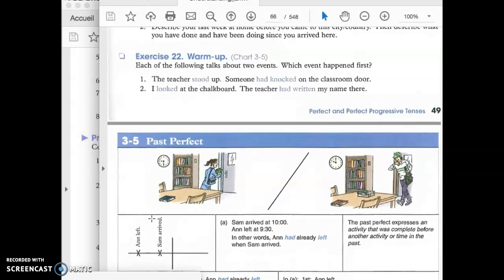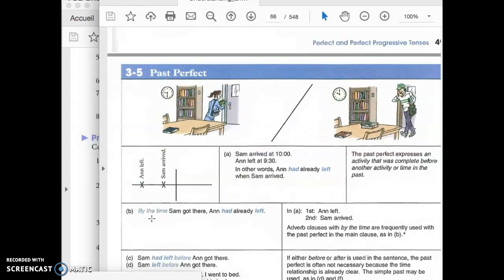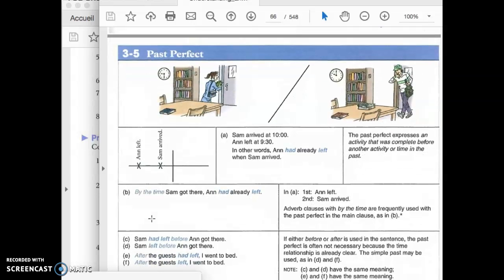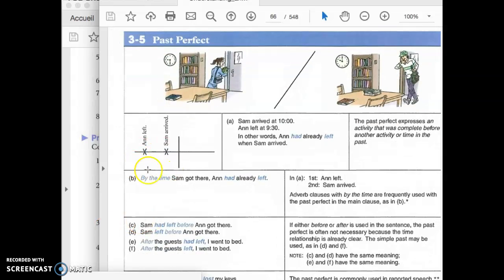The past perfect. So we were talking about the present perfect, and after present perfect progressive. Now the past perfect. We're gonna just finish with that because it's a lot of information. Two actions in the past. It's the same with the future perfect. Sam arrived at 10, Anne left at 9:30. In other words, Anne had already left when Sam arrived. The past perfect expresses an activity that was completed before another activity or time in the past.